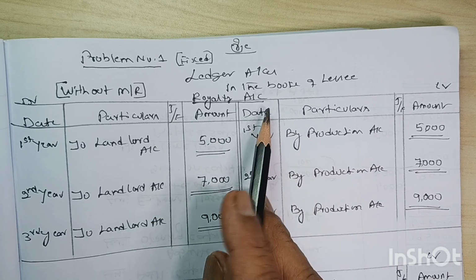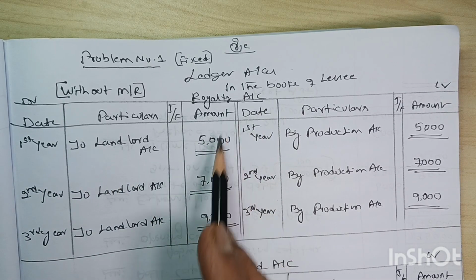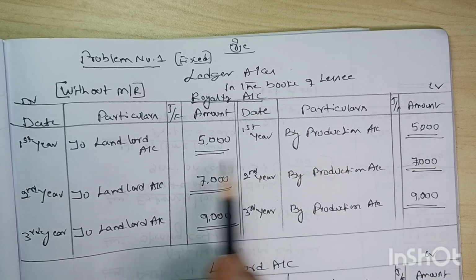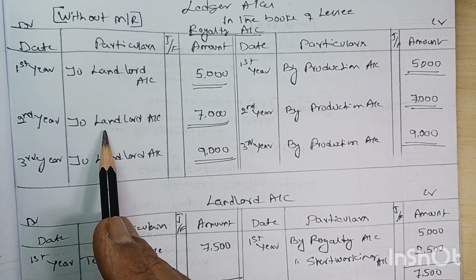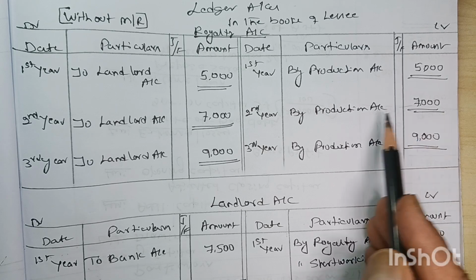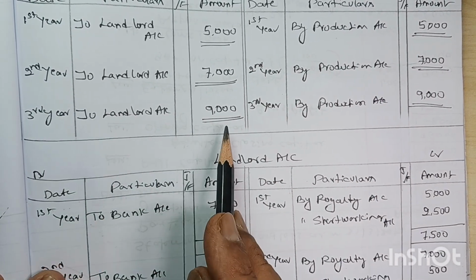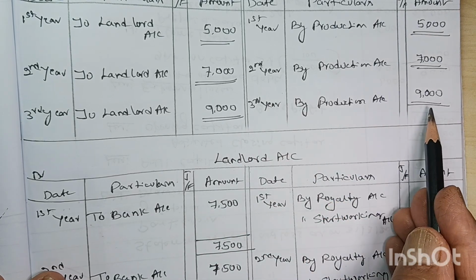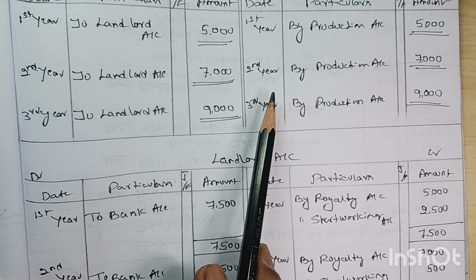So when you prepare royalty account, first year to landlord account 5000, then once the royalty is open, it will be transferred to production account or profit and loss account. Account is open, account is closed. Then in the similar fashion, second year to landlord account 7000, by production account 7000 or profit and loss account 7000, close. Then third year to landlord account 9000, third year by production account 9000 or profit and loss account 9000, close. So this is very simple way of preparing royalty account.